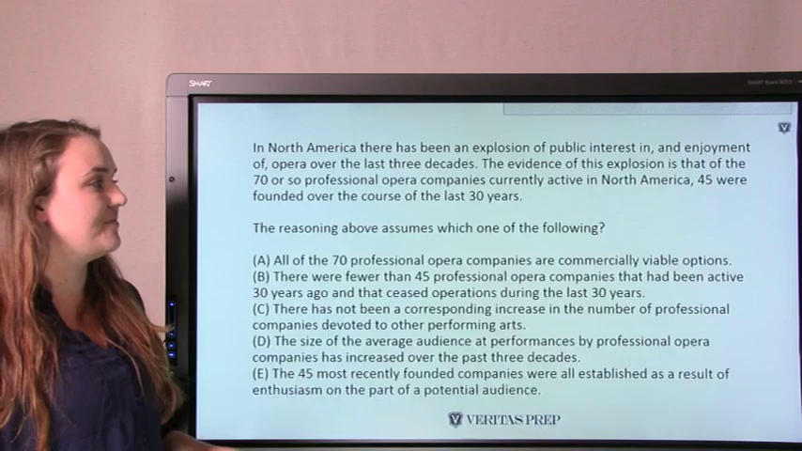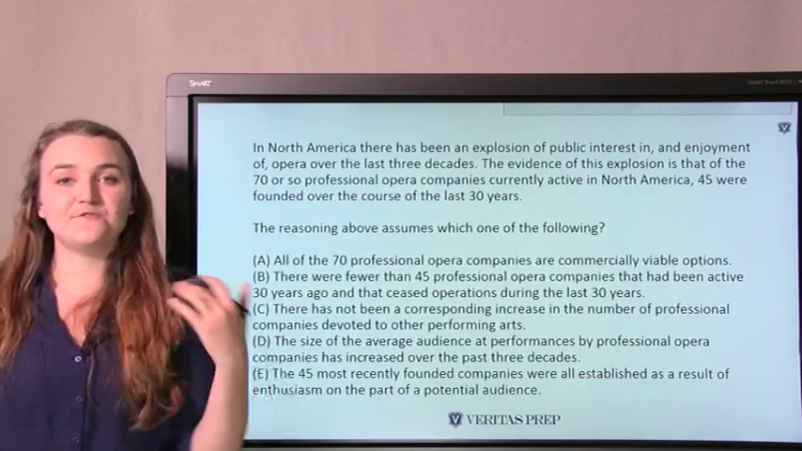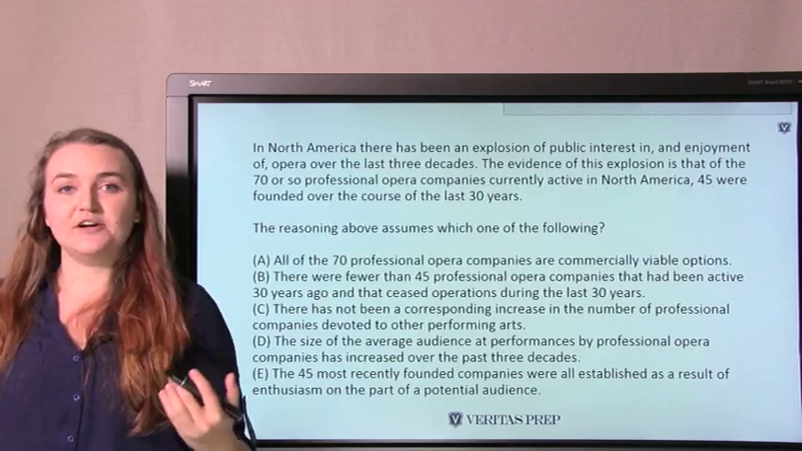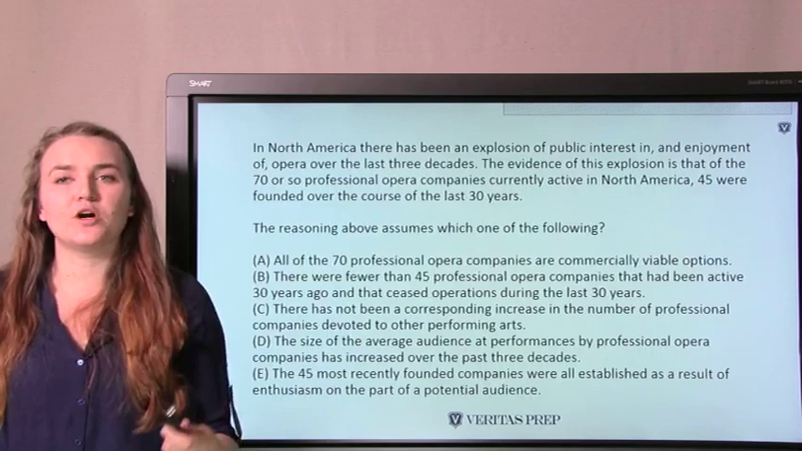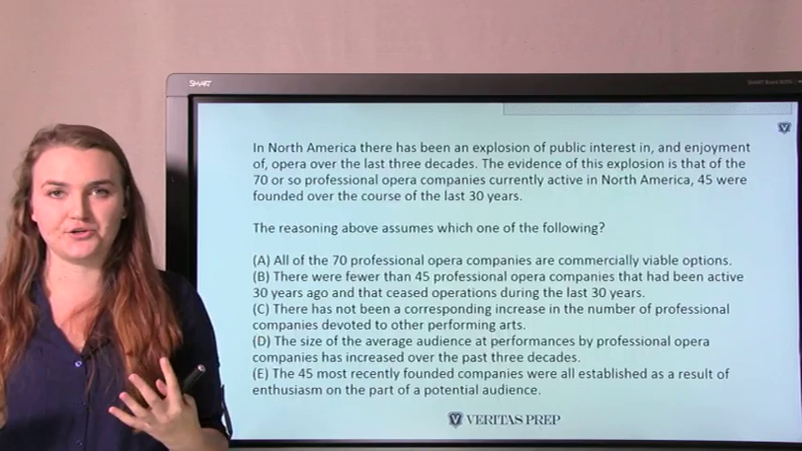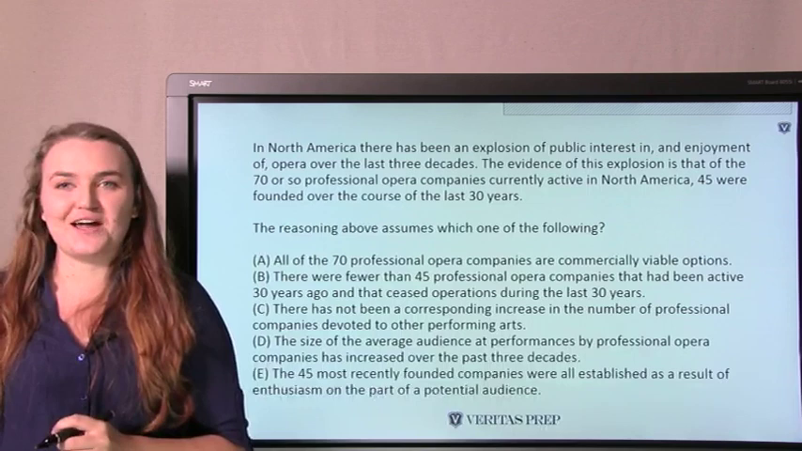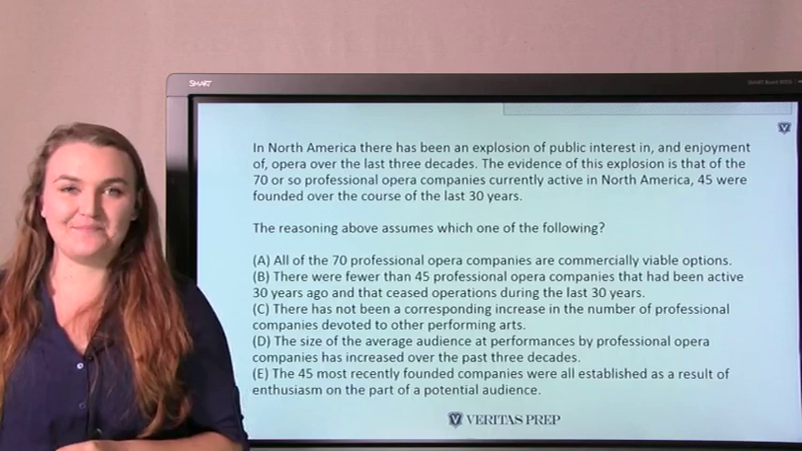So if we're saying, because 45 of our 70 were founded over the last 30 years, clearly there's been an explosion of interest. And again, this one may not jump out at you as clearly as the last one did, but in our own words, if we were trying to develop out the gap in reasoning, the flaw in logic between premise and conclusion, can anyone give me a sense of what that might be? And again, we've got a lot of folks on the right track in terms of the answers. And yes, for those of you who are jumping in, B is our correct answer here, but let's go ahead and talk through it.